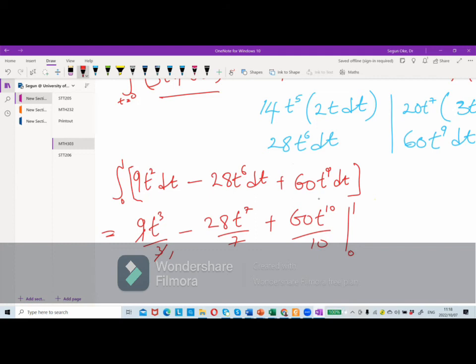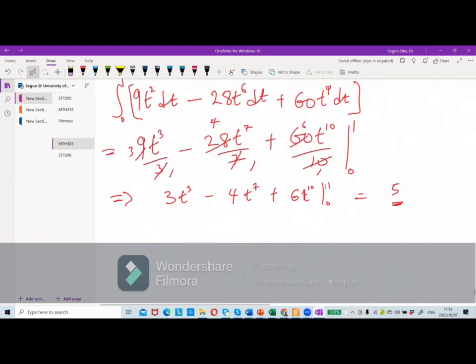Year 1, year 3, year 1, year 4, year 1, year 6. So if you substitute it very well, you have 3t cubed minus 4t^7 plus 6t^10, from 0 to 1. When you do it very well, you have 5. Go and do it by yourself. Upper limit minus lower limit. That is where you have 5. Any question? That is A.